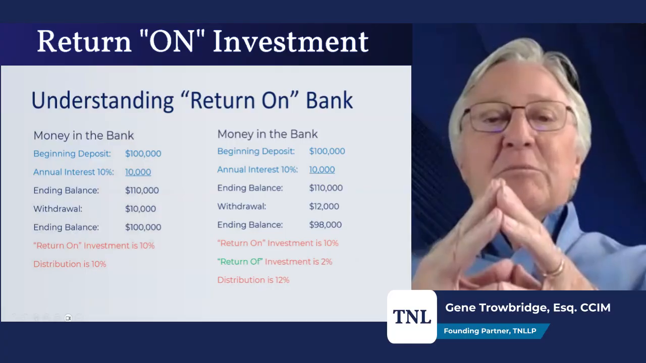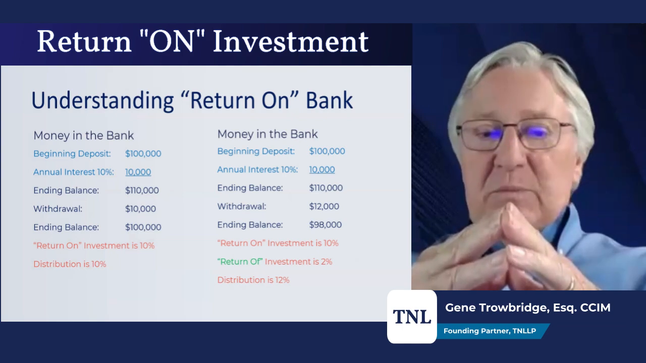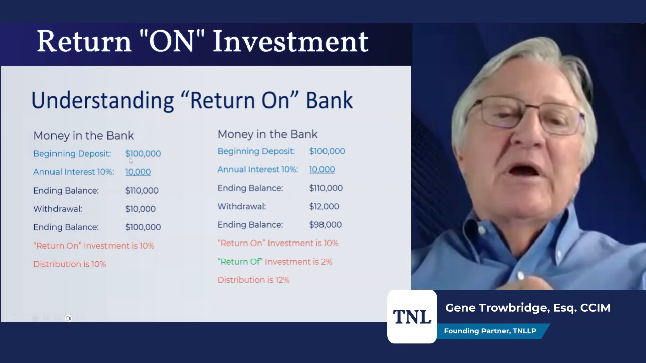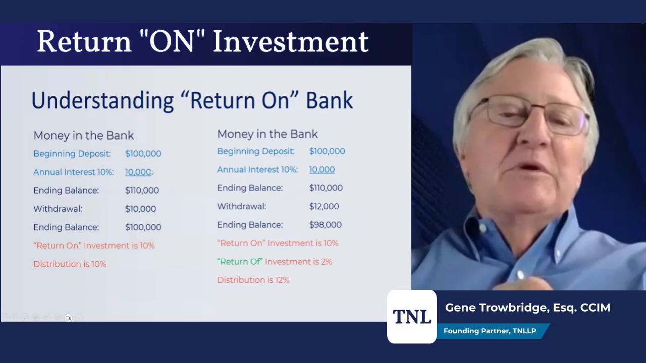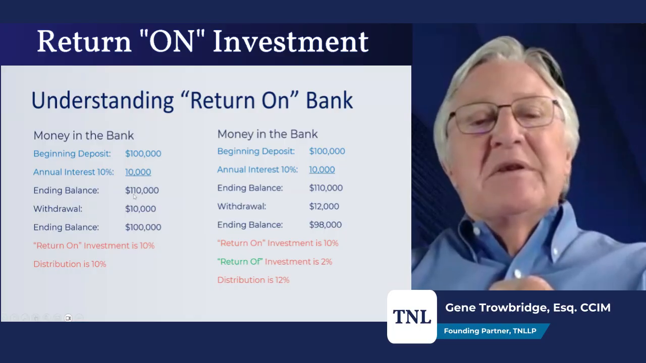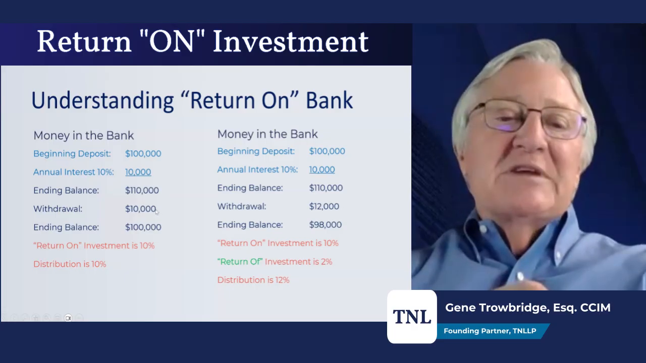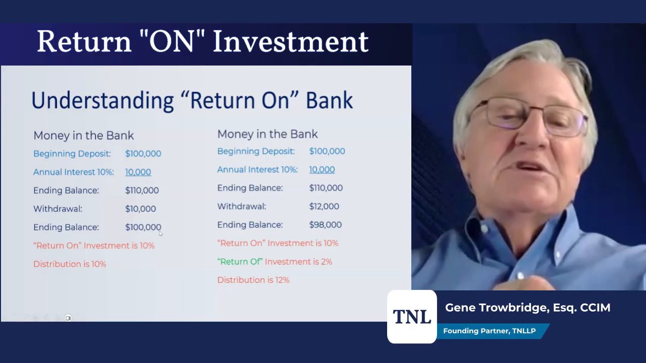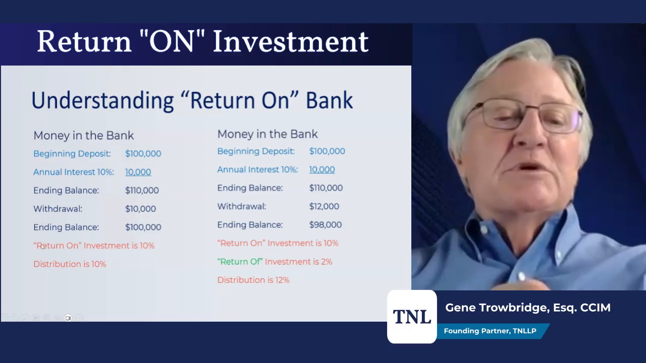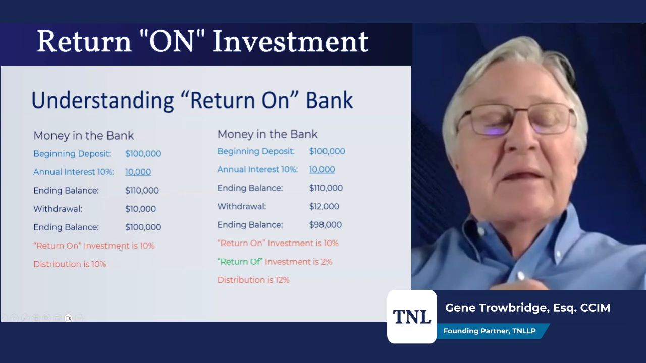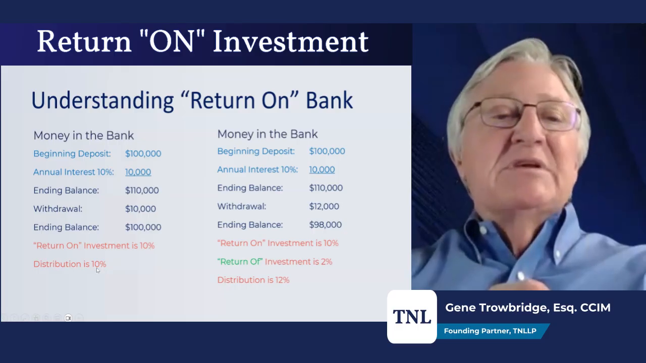So understanding the term return on, let's relate it to a bank account. Let's say you put $100,000 in the bank. The bank is going to pay you 10% interest. So at the end of the year, you have $110,000 in the bank. You go to the bank and you withdraw $10,000. Your ending balance is $100,000. All of your capital is still in the bank, and what you've withdrawn is the return on your capital. And it's 10% return on, and the distribution is 10%.